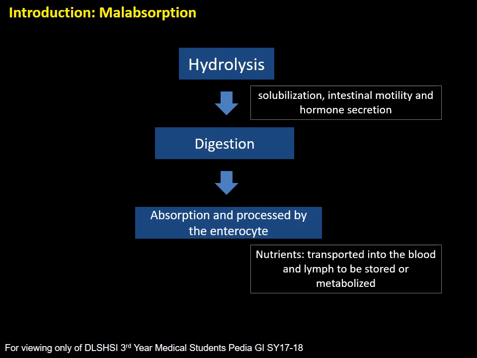After digestion, it will then be processed and absorbed at the level of your enterocytes. These are then transported to the blood and the lymph to be stored and metabolized as needed. Any disease that interrupts the sequence of these reactions may lead to malabsorption syndrome.